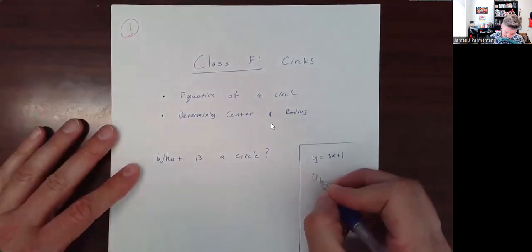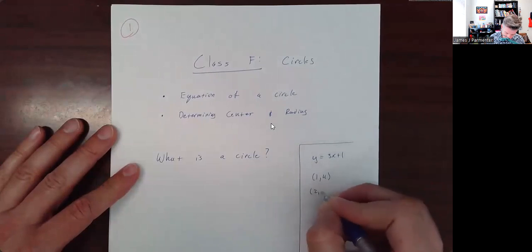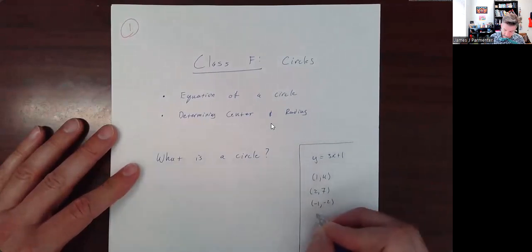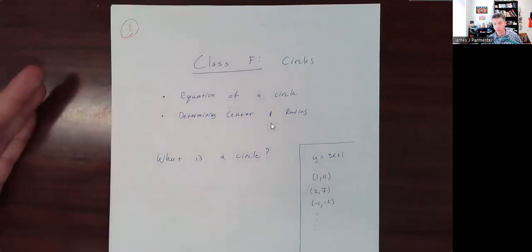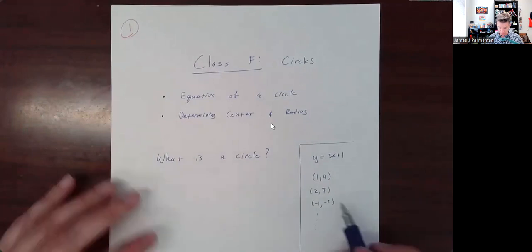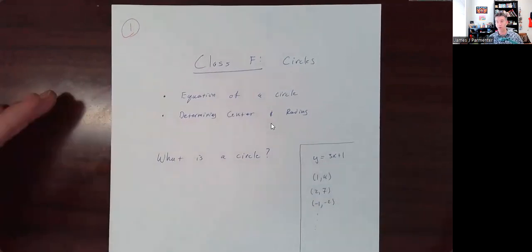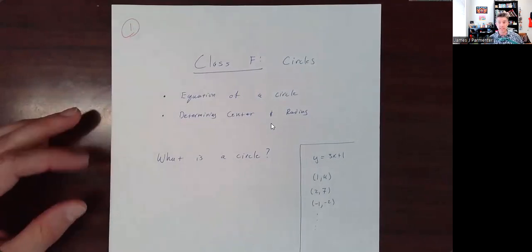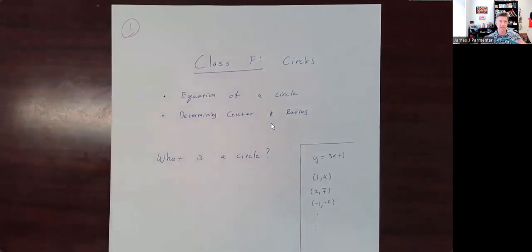The point 1 comma 4, the point 2 comma 7, the point -1 comma -2, and the list goes on and on, literally forever. So a line is an infinite collection of points that satisfy this equation here, and they all are in a line. A circle is the same sort of thing. A circle is an infinite set of points, right? There's an infinite number of points that are all the same distance away from a center.